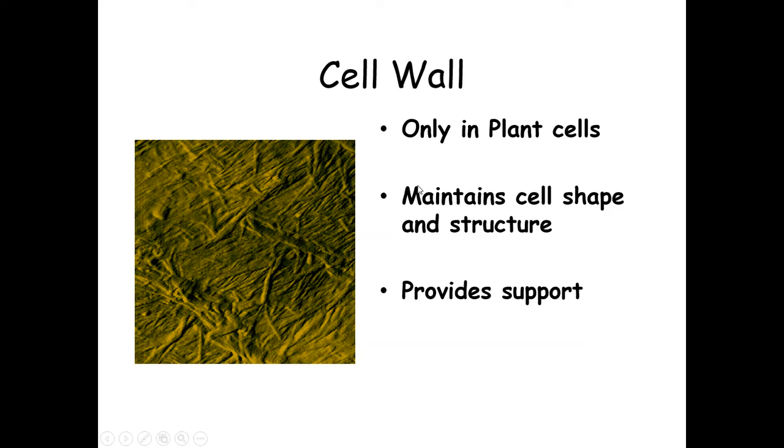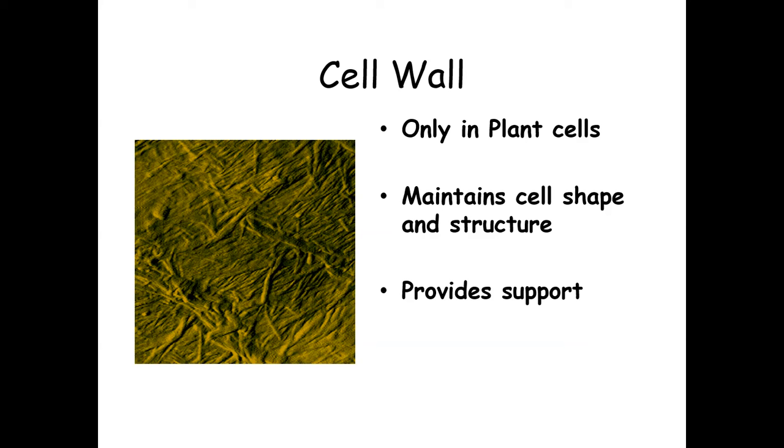Now for plant cells, that's really important. I mean, they don't have bones and all those fun stuff for support. They have these really strong cell walls. Now the cell walls have lots of holes in them, so things can go in between them. They just provide lots of support.